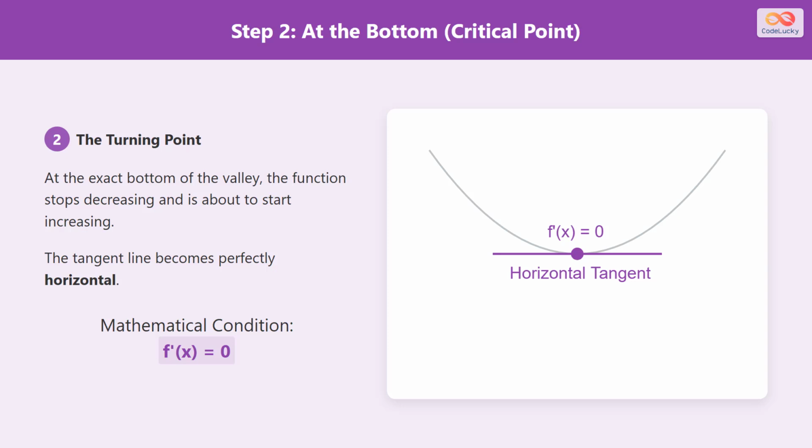When we reach the exact bottom of the valley, we are momentarily flat. This is called the critical point. Here, the tangent line is horizontal. This means the slope, f prime of x, is equal to 0.